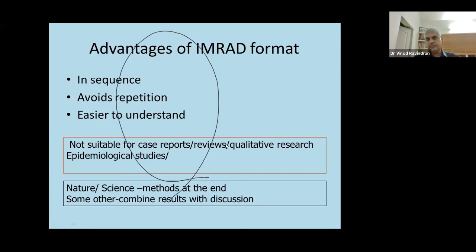Coming back to the advantage of the format I had just mentioned with four major components, they are in sequence, so they avoid repetition, because what you have put in the introduction is not going to be there in the methods, and what you have done in the methods is not going to be there in the results. So there is a logical flow of information which a reader can easily understand.